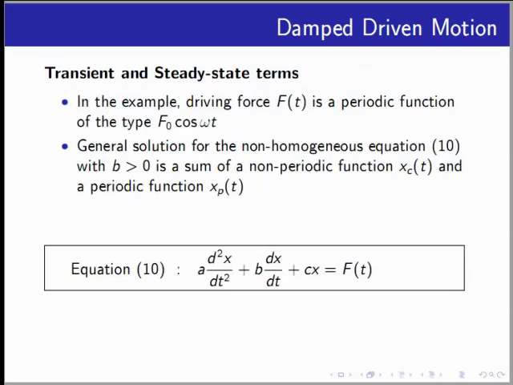Now, in the example, the driving force f(t) is a periodic function of the type f0 cos ωt. So the general solution for the non-homogeneous equation 10, where b is bigger than 0, generally consists of a sum of a non-periodic function xc(t), which is the general solution of the associated homogeneous DE, and a periodic part, which is the particular solution xp.